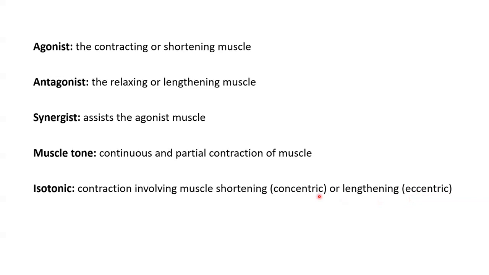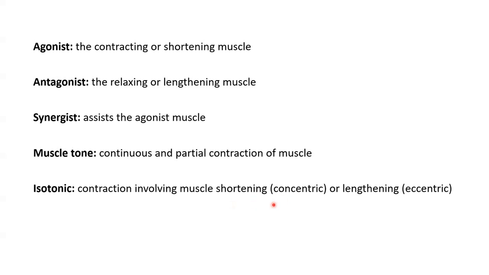So an example of this concentric isotonic muscle contraction, again, would be that bicep curl. So the biceps brachii is producing the force while you're lifting a weight, and that muscle is shortening. So this is the most common type of muscle contraction.